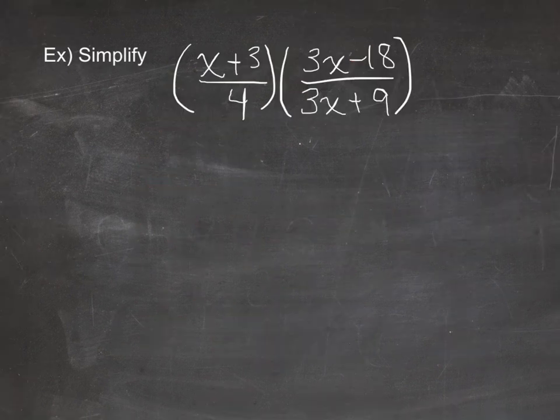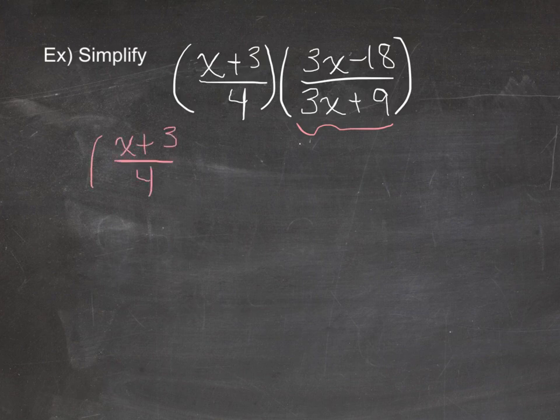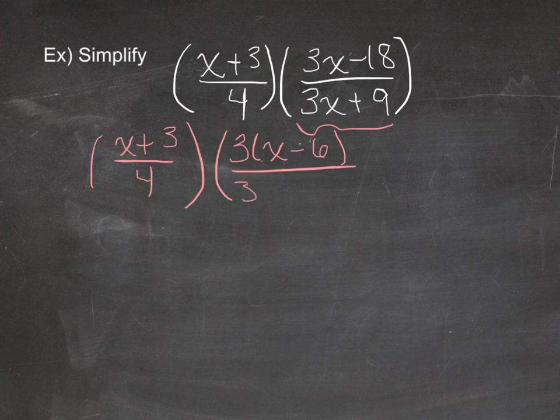Okay, so I'm multiplying these two rational expressions together. So again, I'm just going to look, can I factor anything out of each one separately first? So yes, on the right, I can see that I can do some factoring. There's some common terms in this guy here. So I'll leave the first one the same, and on the right, I'm going to factor out a 3 from the top, so I have x minus 6, and then a 3 from the bottom, so I have 3 times x plus 3.